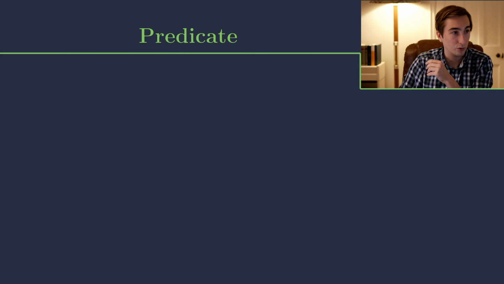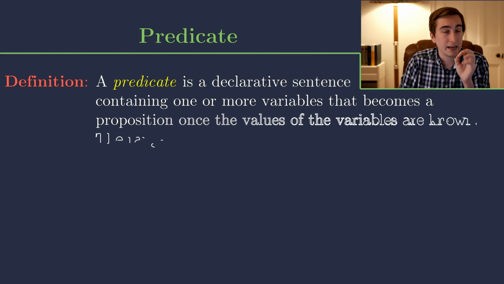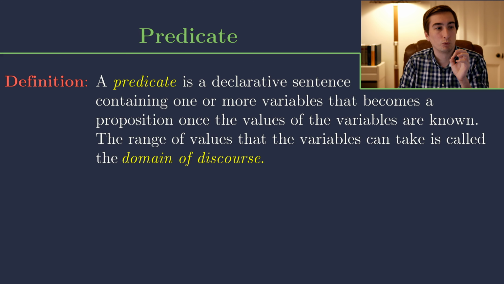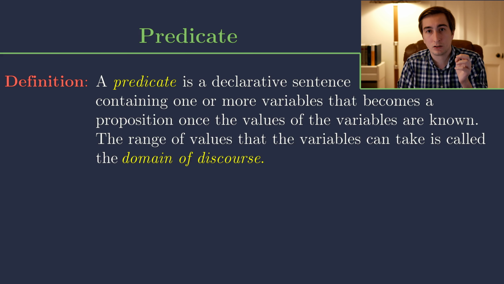And this is the point where we're going to introduce that through our definition. A predicate, much like a proposition, is a declarative sentence, but now it contains one or more variables, and it becomes a proposition once the values of those variables are known. We say that the range of values that the variables can take is called the domain of discourse.